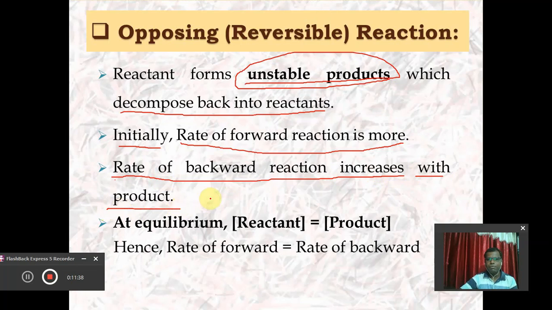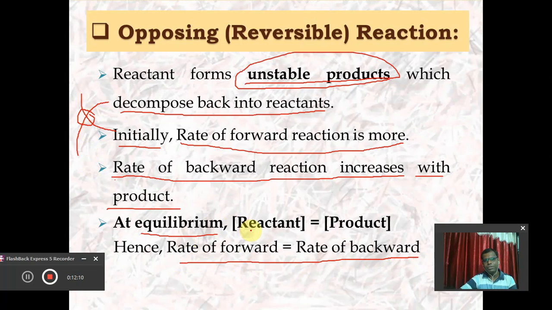And there will be one stage, that condition is called the equilibrium condition. Suppose the rate of forward reaction goes on decreasing and the rate of backward reaction goes on increasing, and there will be one condition at which the rate of forward reaction becomes equal to the rate of backward reaction, and that condition is called the equilibrium condition.